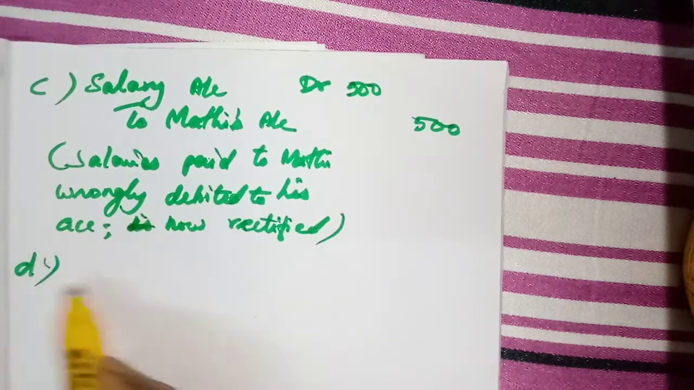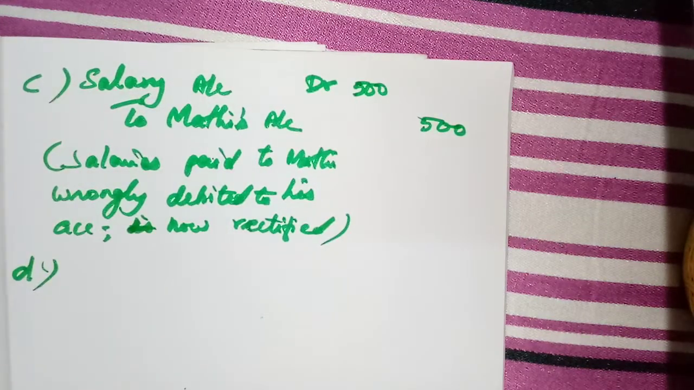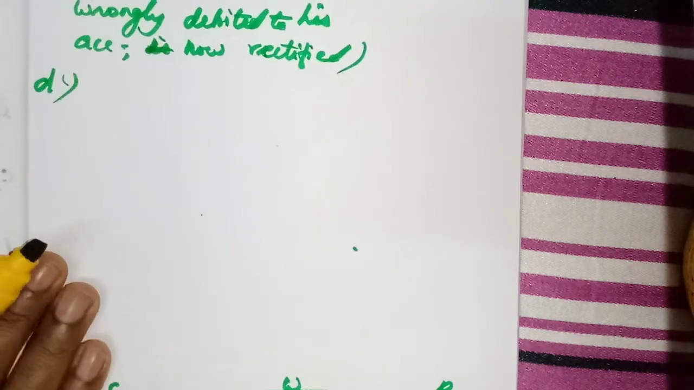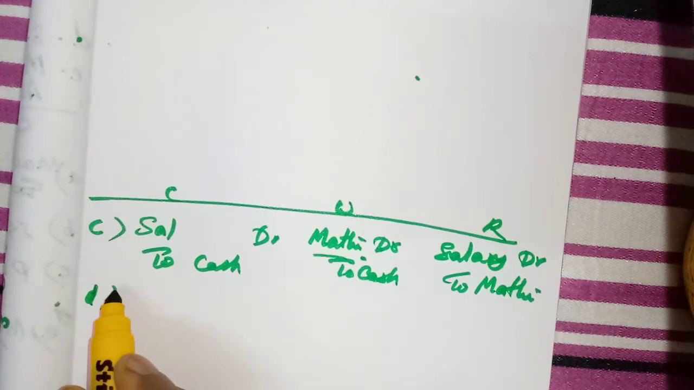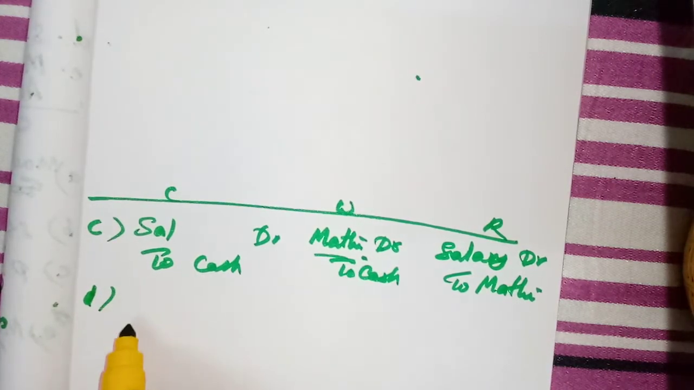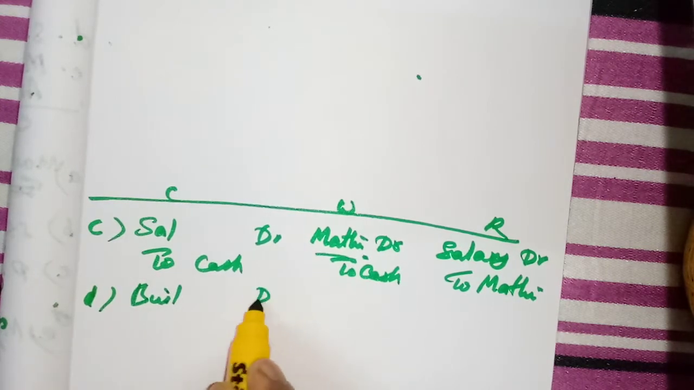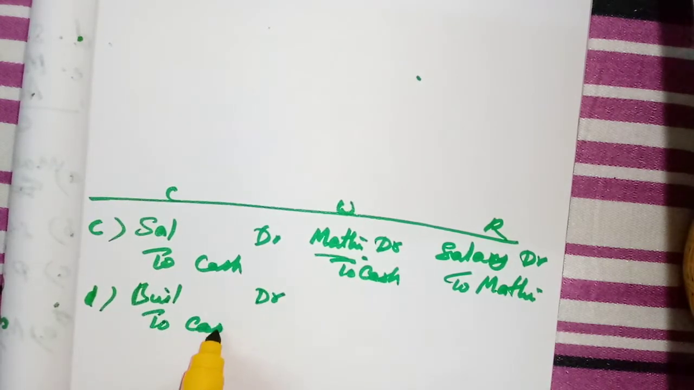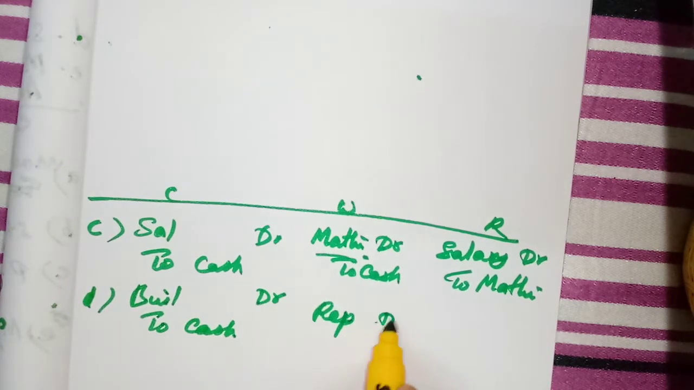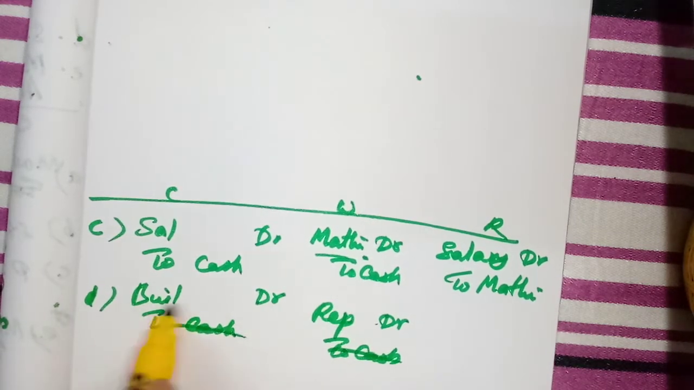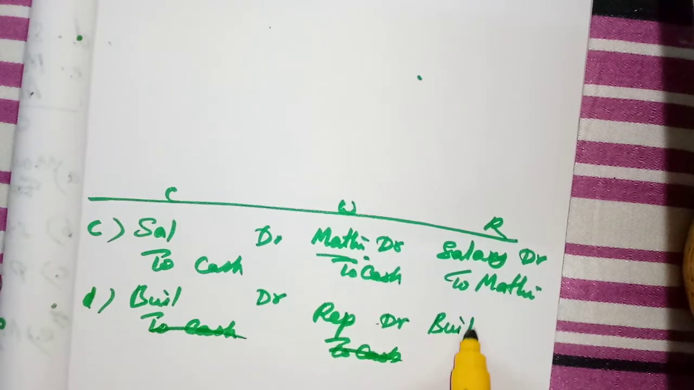Then D. Amount of rupees 2700 paid for extension of the building was debited to repairs account. Extension of the building, we would have written which one? That is capital expenditure, isn't it? So building only we need to debit. Building account debtor to cash. But it was debited to repairs account. Wrong entry, repairs account debtor to cash. So cash no problem. So building only should be debited, isn't it?